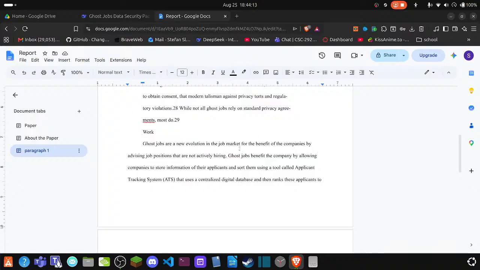So then I can put down: ghost jobs also attract bad actors that want to profit through selling data or data mining. There we go.